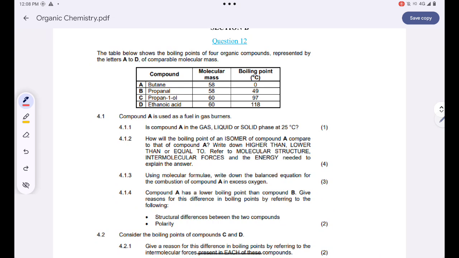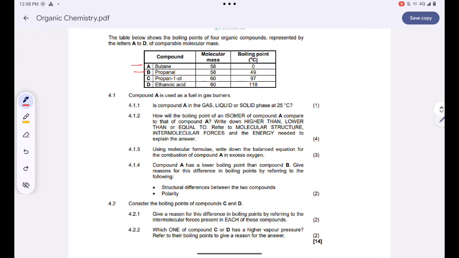Okay, but they want us to compare the difference between compound A and compound B. That's why they have different boiling points. Propanol has an oxygen bonded to a carbon atom. Are we together? The structure is just like this. And hence propanol has polar bonding. But butane has London forces only. It's just hydrogens and carbons bonding to one another, so it is non-polar.